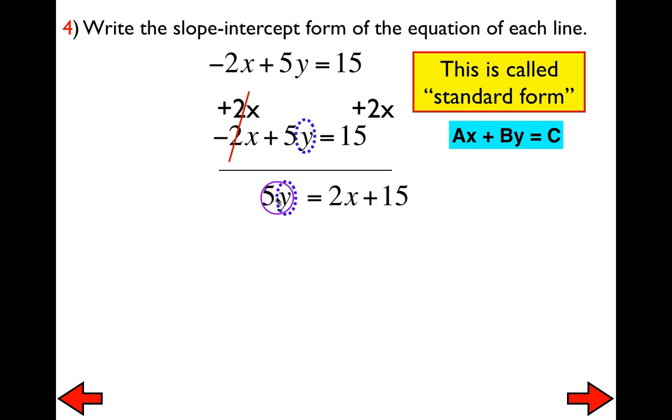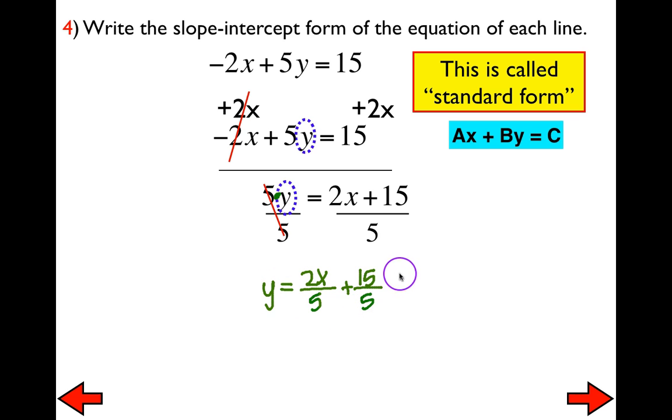Well, first I have to recognize that 5y means 5 times y. So I'm going to have to do the inverse and divide both sides by 5. So here the 5's will cancel each other out, leaving me with this expression here. So again, I need to figure out what this all means. When this entire expression is being divided by 5, it means each term is divided by 5. So I'm going to write it as y equals 2x over 5 plus 15, also divided by 5.